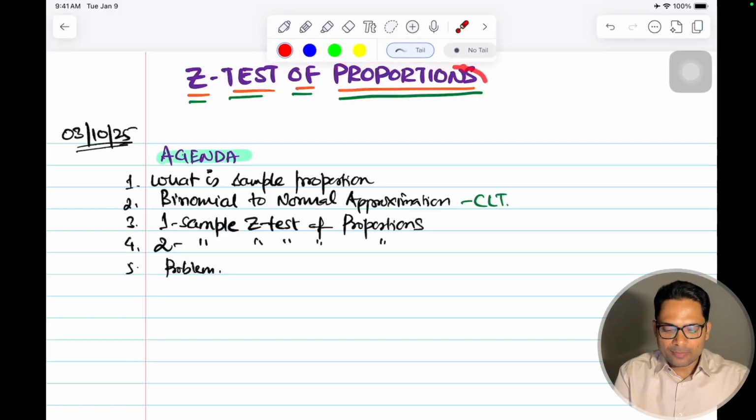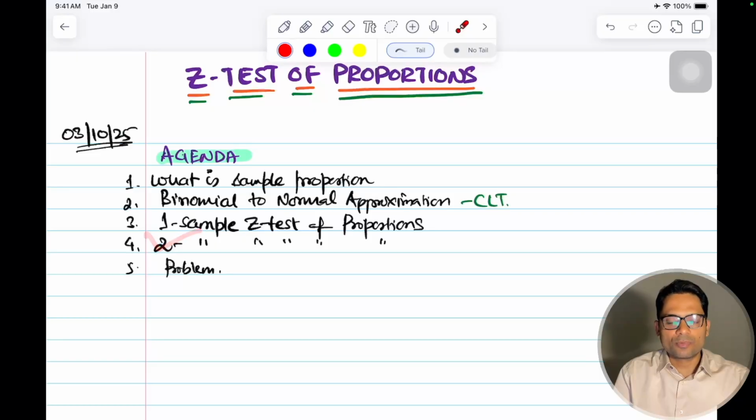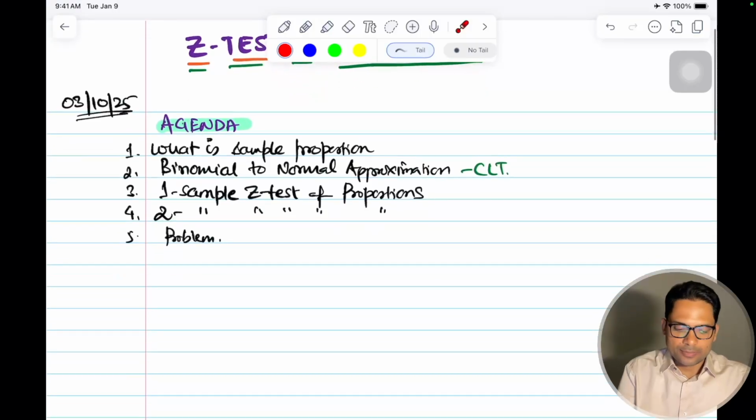So let's understand that. Before I dive into that, let me set up the agenda. We'll discuss what is sample proportion, where we'll understand what proportion means, and then we will see how the binomial distribution comes into the picture because of the proportion, and then we'll see that using CLT how we can approximate this to a normal distribution. We'll do a brief discussion and some derivations around that, and then we'll dive deep into the one sample Z-test of proportion and two sample Z-test of proportion, and then we'll see a small problem that will make everything clear. Okay, so let's start.